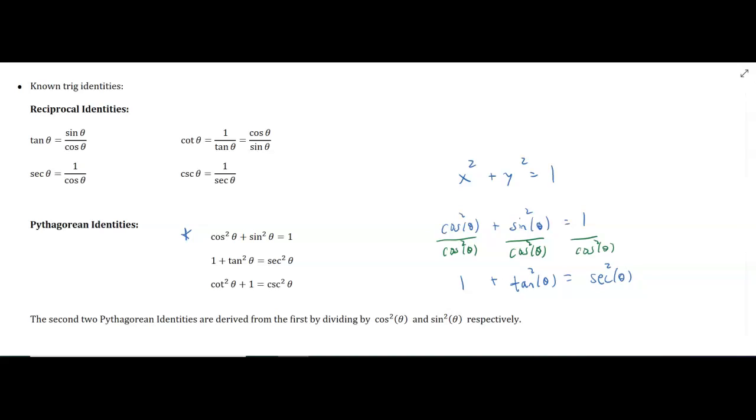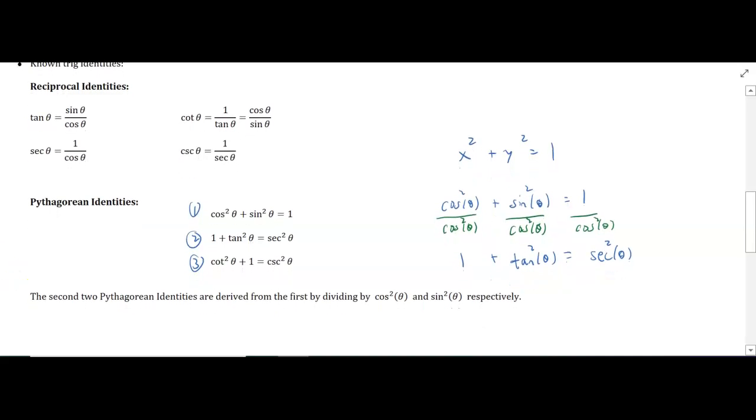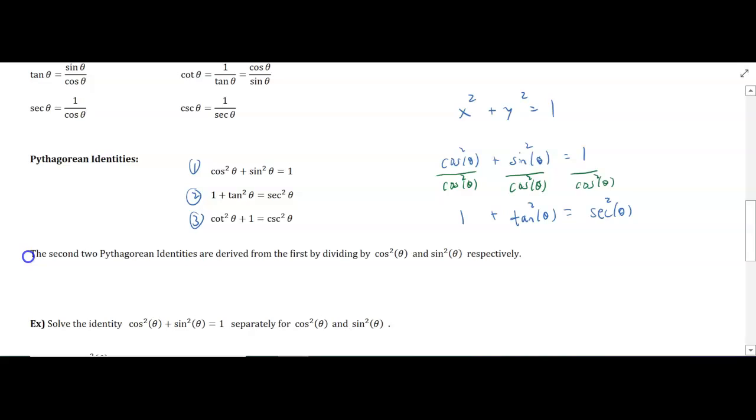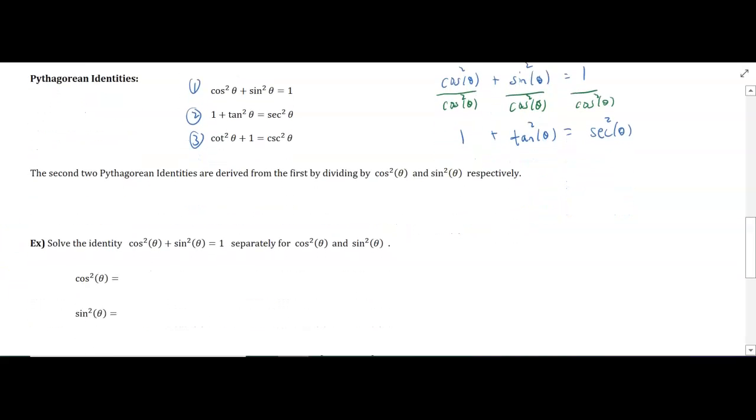So there's really three different Pythagorean identities. There's one for cosine and sine, there's one involving tangent and secant, and there's one involving cotangent and cosecant, which we're not going to really discuss. The first one is extremely important. The other two can be derived from that first one. Now we're going to work our way up to solving some trig equations using identities.